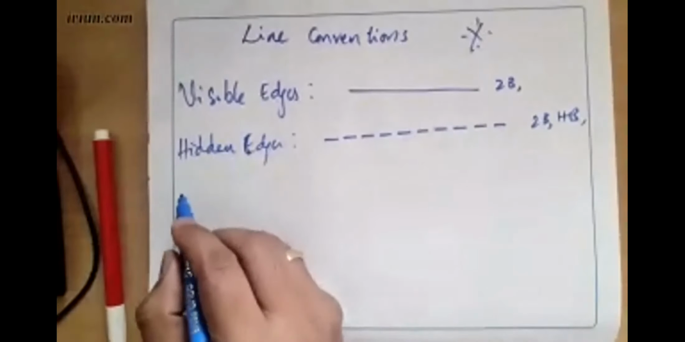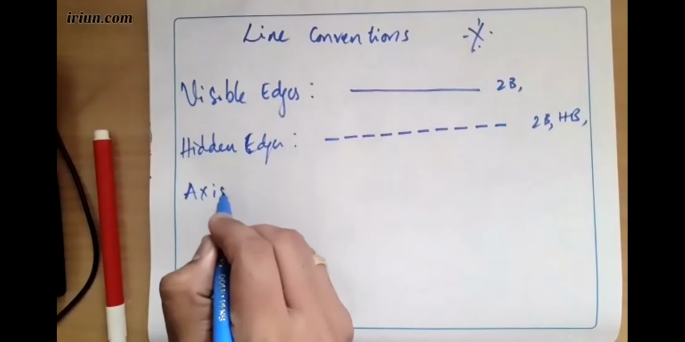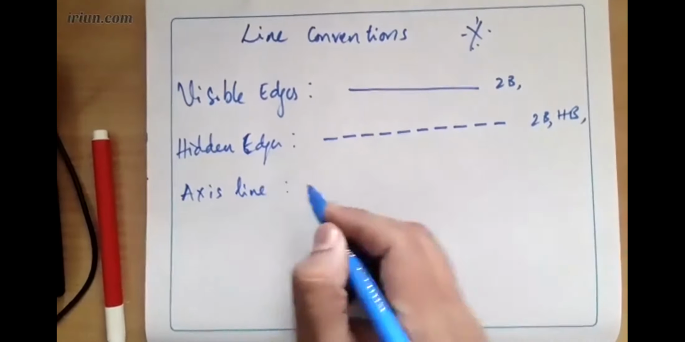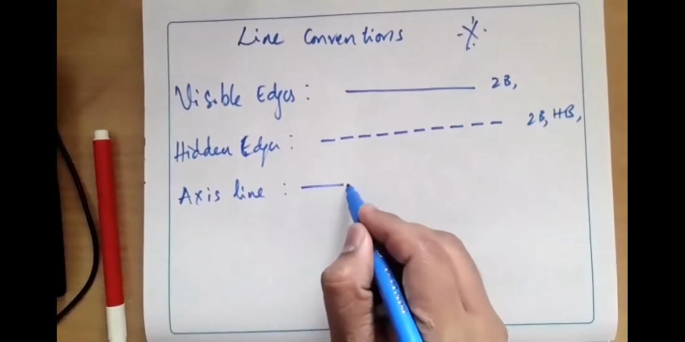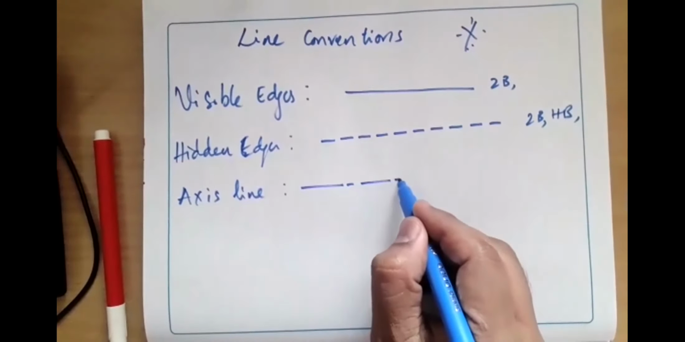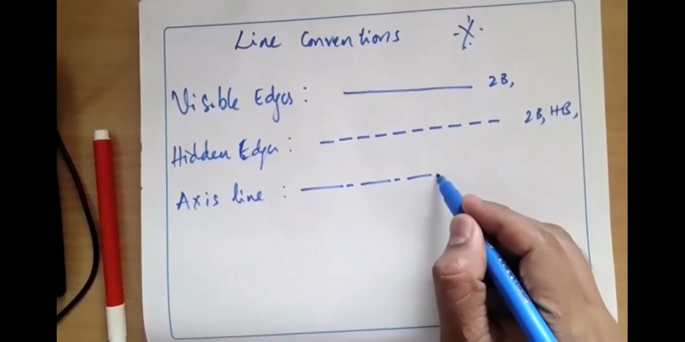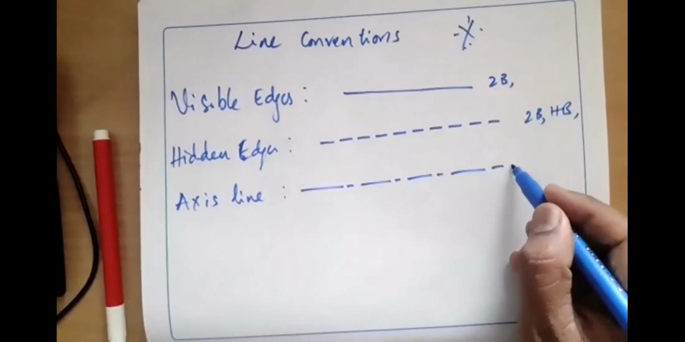And the axis line is represented by a big dash followed by a small dash, as a chain line.